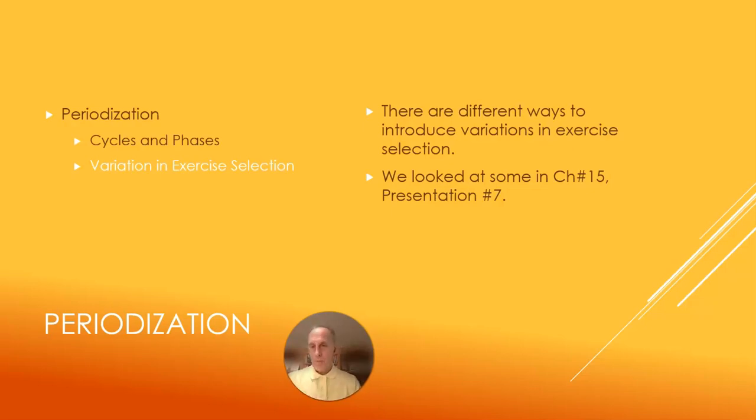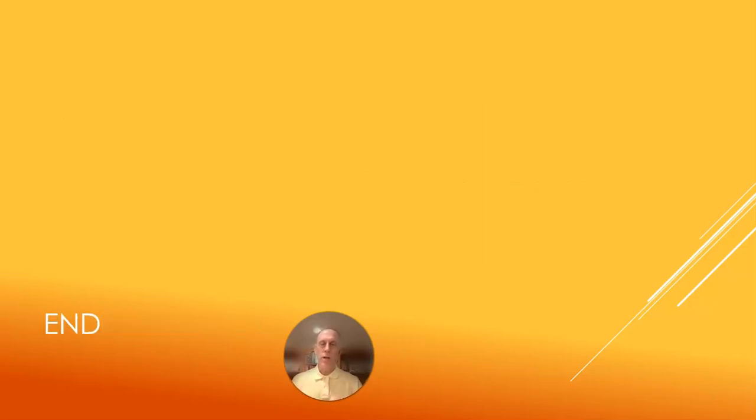So with periodization, they get into variation and exercise selection. There are different ways to introduce variation to exercise selection. We've already looked at some of them in presentation number 7 out of chapter 15. I'll have a few more for you here that are kind of codified, and I hope they help you. But I'm going to jump into those in number 4.